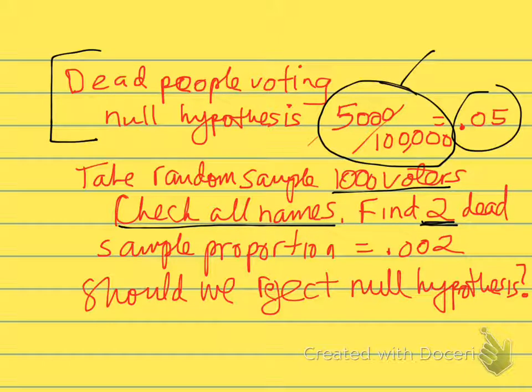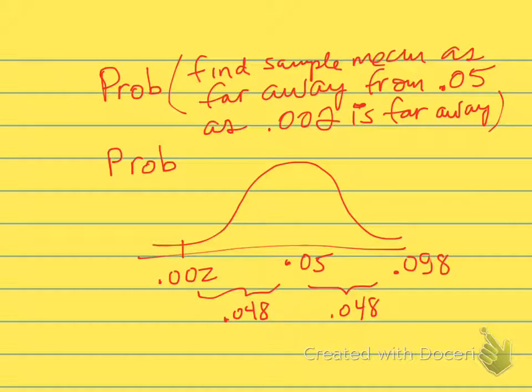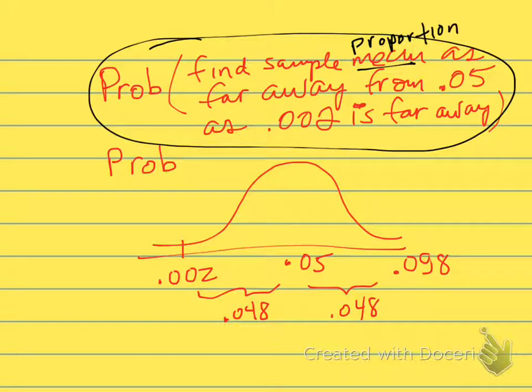So should we accept or reject the null hypothesis that the proportion of dead voters is 0.05 in this recent election, right? So our sample proportion is 0.002, and what we want to know is, should we reject the null hypothesis that the proportion is 0.05? So we need to find the probability that we'd find a sample proportion as far away from 0.05 as 0.002 is far away from 0.05.